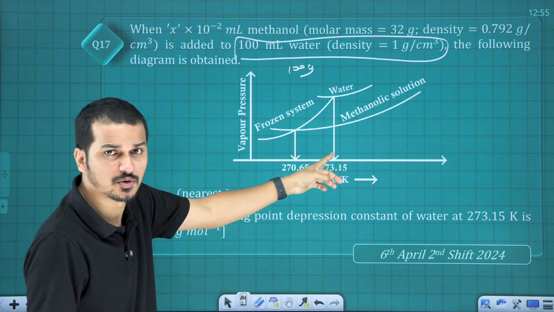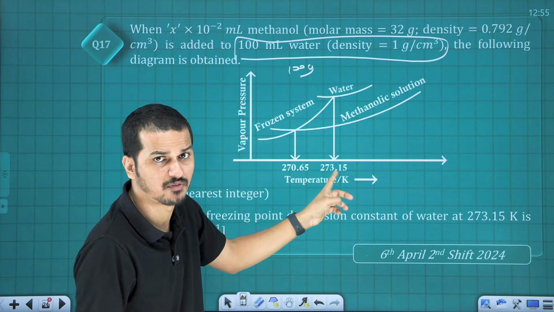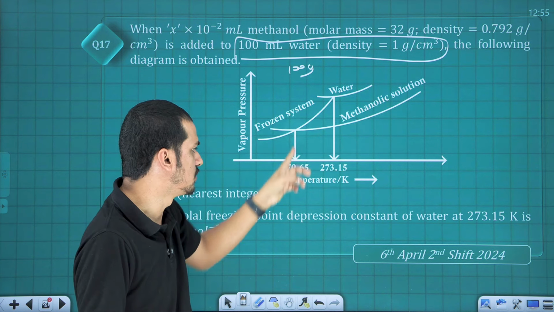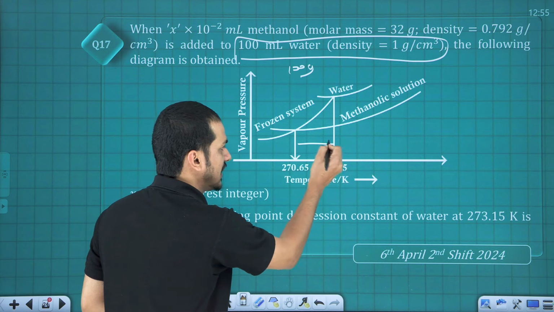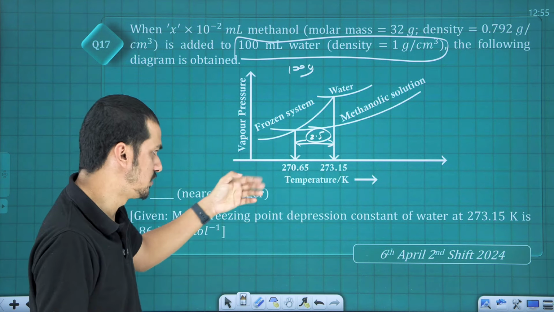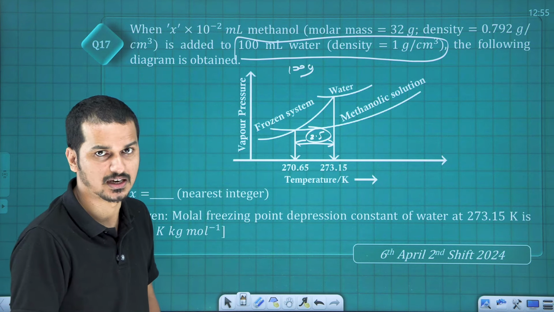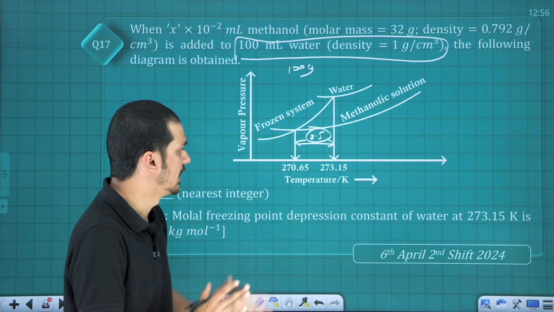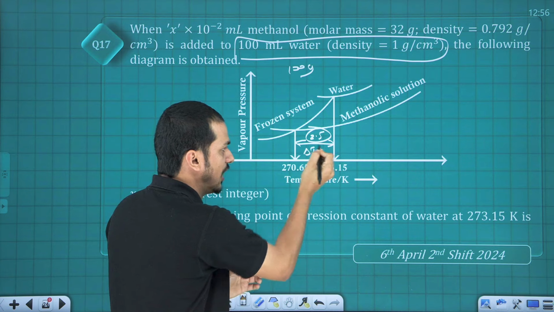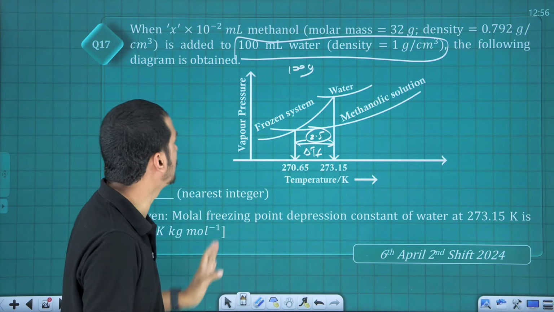From this graph, you can see this is actually a freezing point graph. This is the freezing point of water, 273.15 degrees. Whenever you add methanol to it, it will freeze at 270.65. So the difference is 273.15 minus 270.65, which is 2.5. That difference is called the delta TF value. So delta TF value is equal to 2.5. Clear?